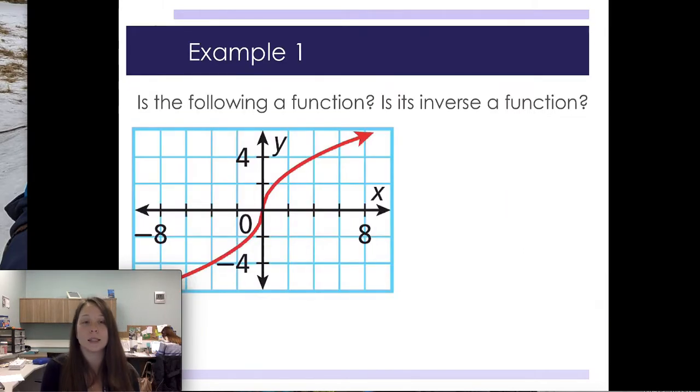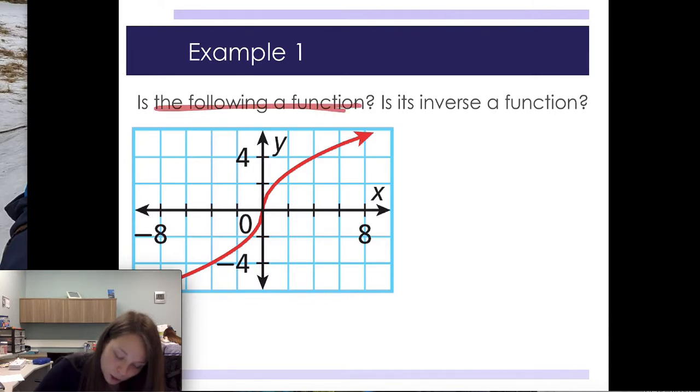So if we take a look at example 1, is the following image a function? And then is its inverse a function? So to determine if the following picture is a function, we use the vertical line test. To determine if the inverse is a function, we use the horizontal line test.